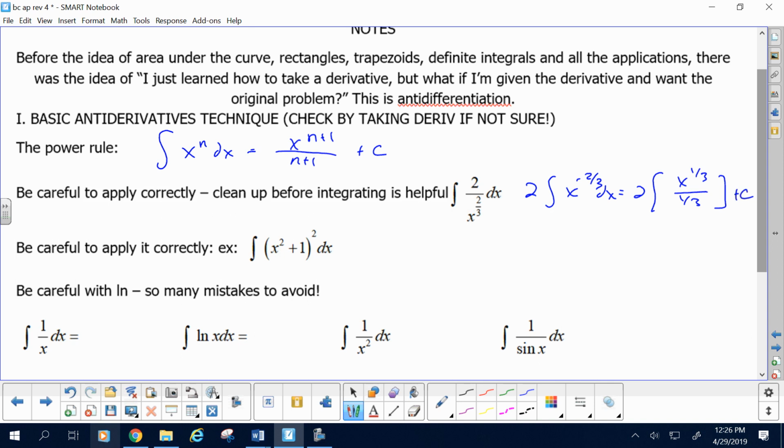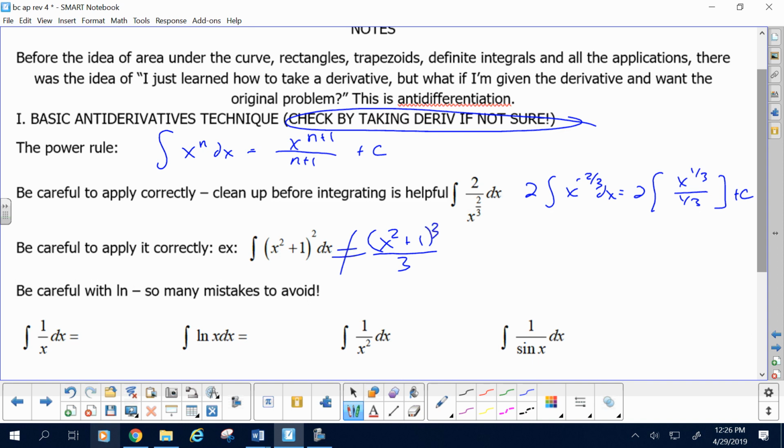Same deal, be careful not to over-apply the power rule. I think you can agree that it would be nonsense to say this is x squared plus 1 to the 3rd over 3. That is not true. If I were to check my answer with a derivative, I could verify that that is nonsense. That's x to the 6th, the derivative of which would be x to the 5th. There's just no way.